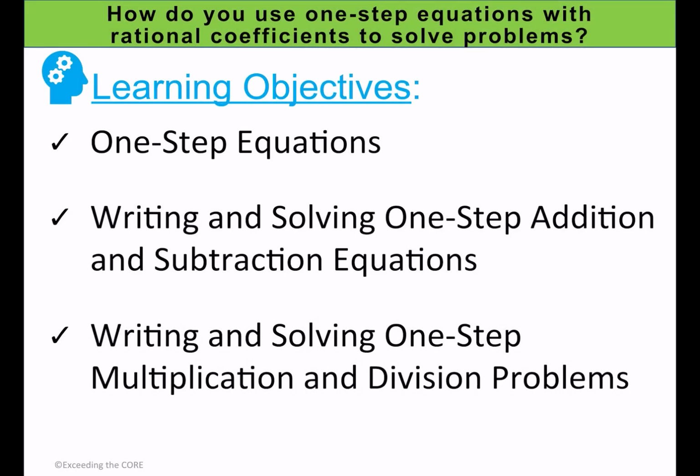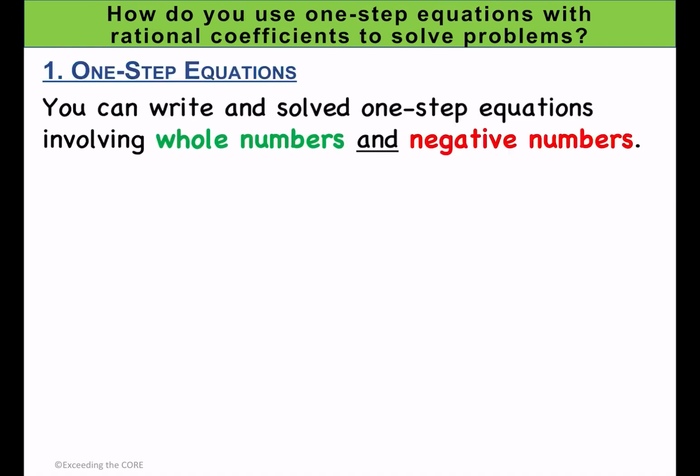Hi students, this is the lesson for today for November 19th, and this is about solving one-step equations with rational coefficients in them. So our objectives are one-step equations and writing and solving one-step addition and subtraction equations, and writing and solving one-step multiplication and division problems.